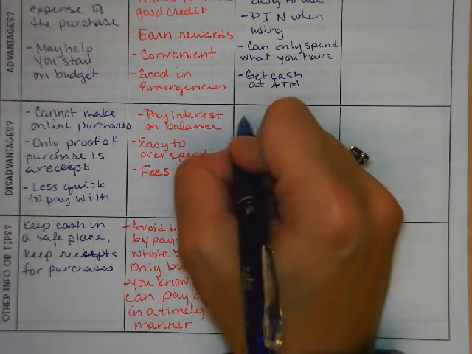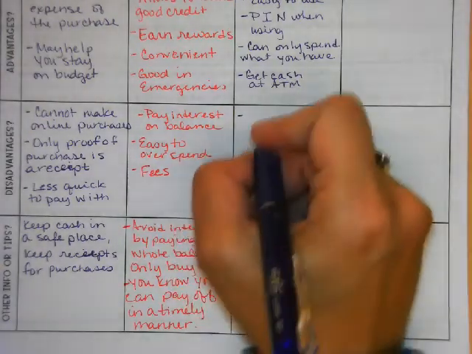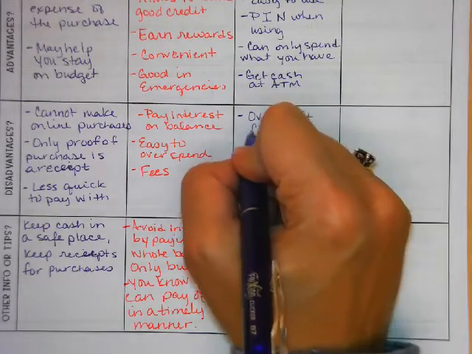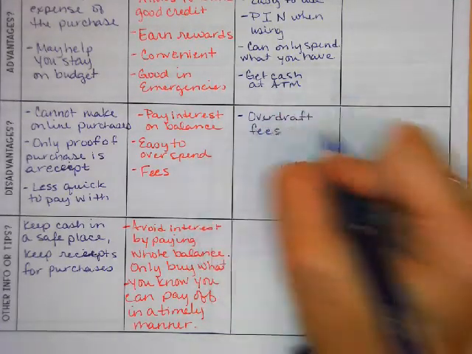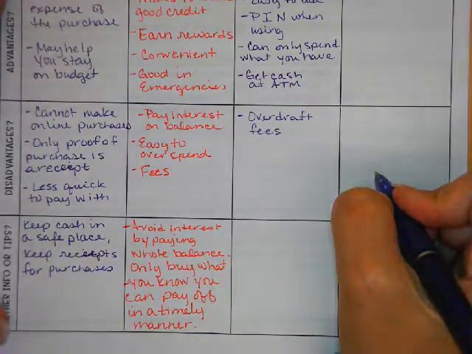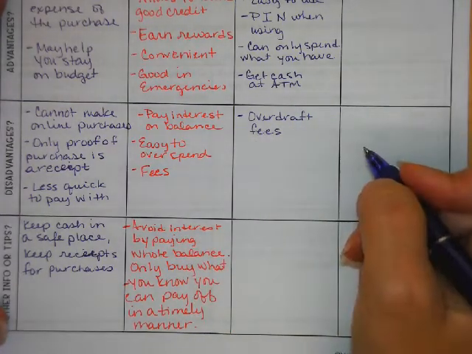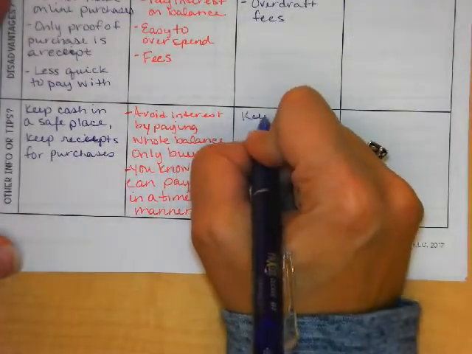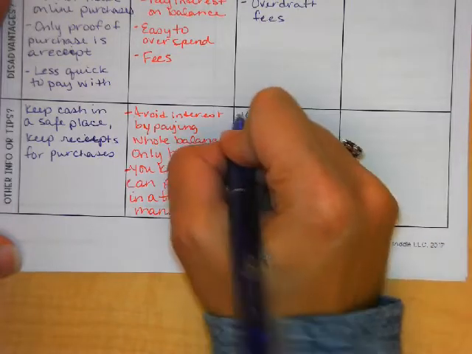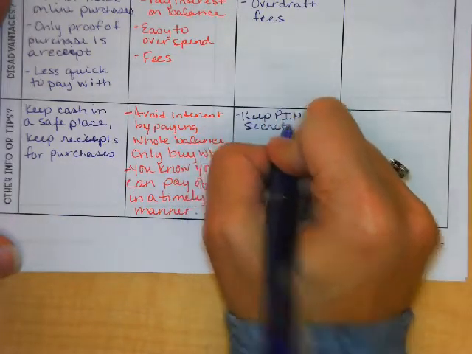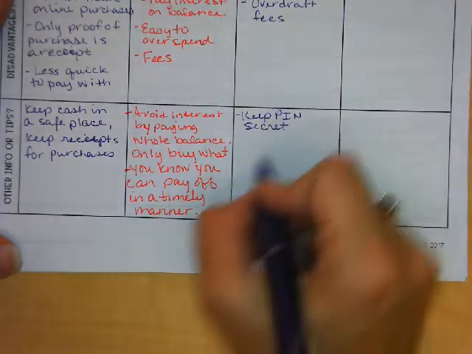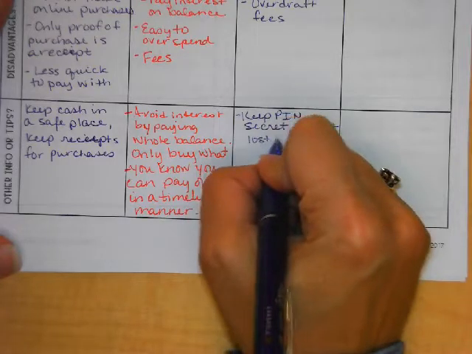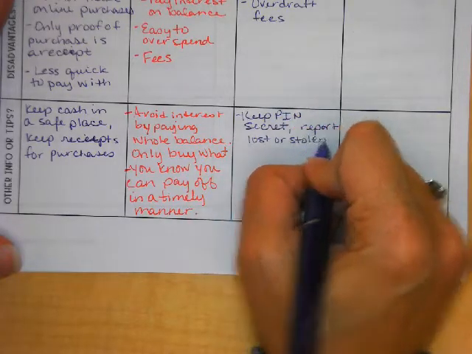Disadvantages, right? You can have overdraft fees, right? Sometimes we get swipe happy and we're like, woohoo, swipe, swipe, swipe, and then you've overspent what you had. So be careful there. Other things, you need to keep your PIN secret, right? And you need to report lost or stolen cards immediately.